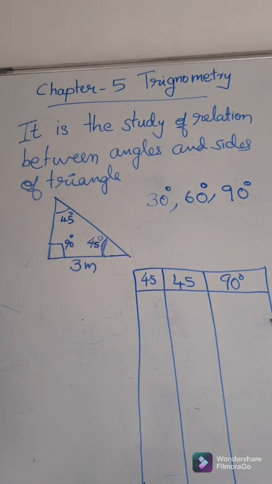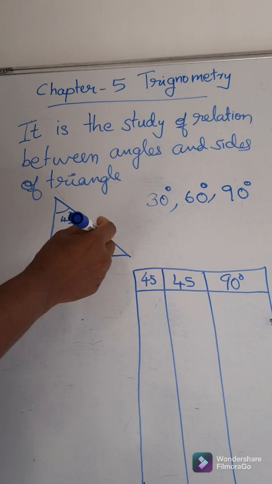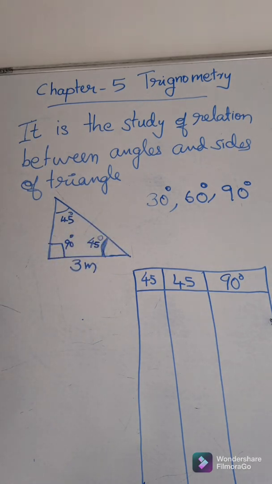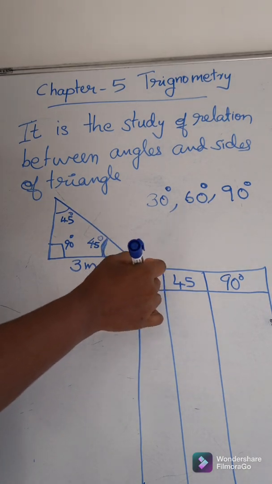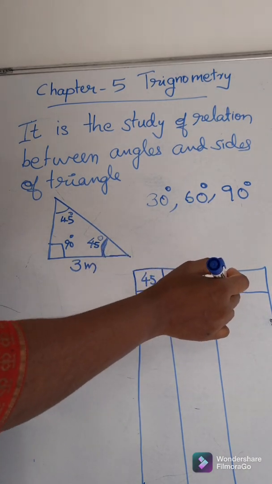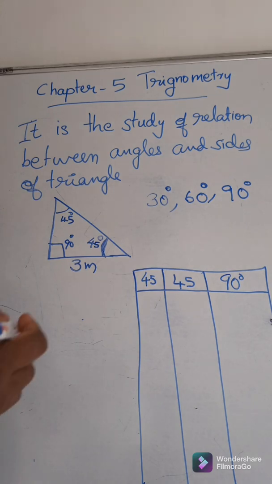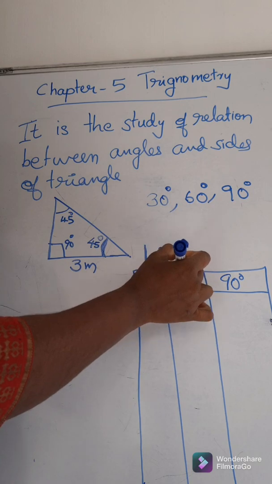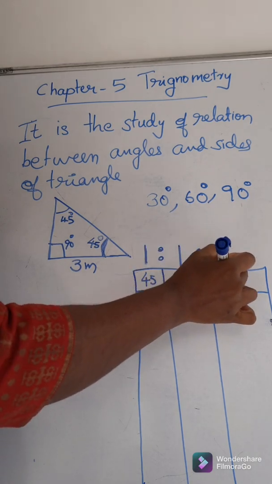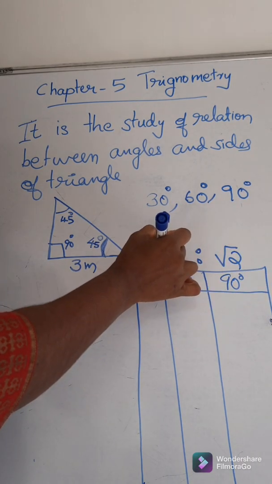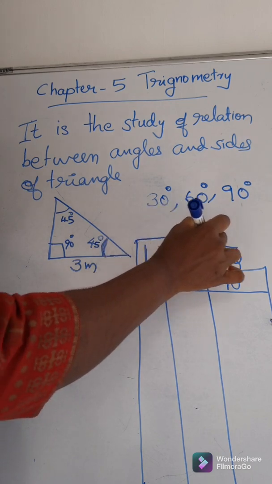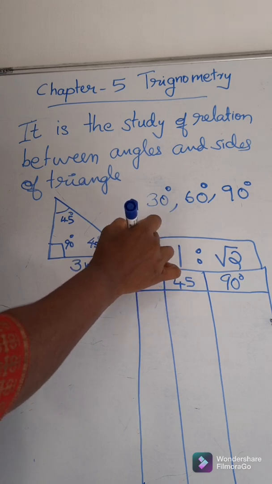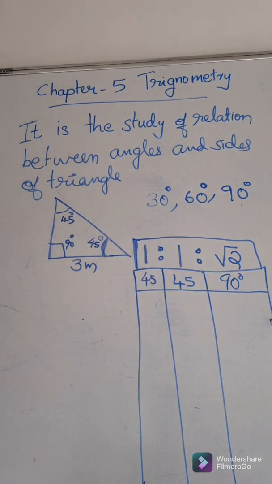Okay, do you remember the ratio of the sides according to the angle for 45, 45, 90? That you learned in the 9th class. I think it is 1 is to 1 is to root 2. This is the ratio you learned in the 9th class. We can revise because it is important for us.